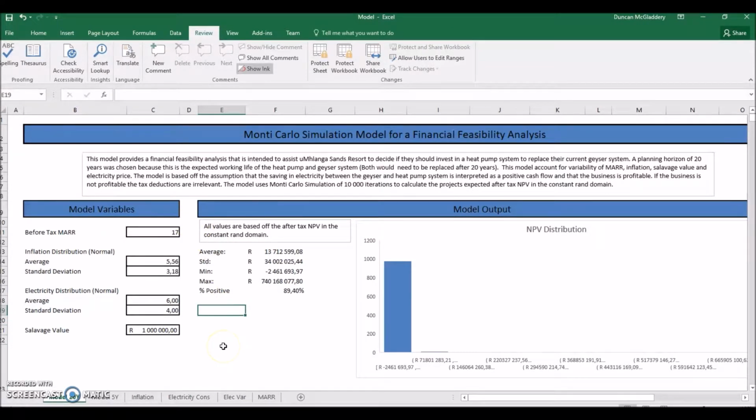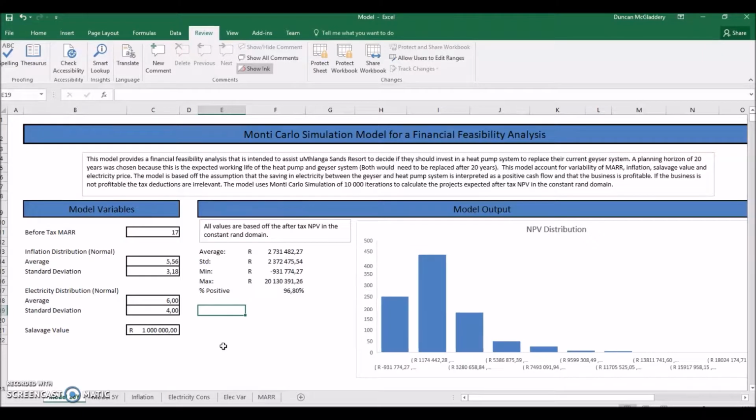So I'm going to press F9 and it's going to update the model. So over here we can see the distribution of the net present values. And if we look at our summary statistics, we can see that 96.8% of the time, it resulted in a positive NPV, which suggests that we should undertake the project, and that the average value of the NPV was 2.7 million, which is quite a nice high number.